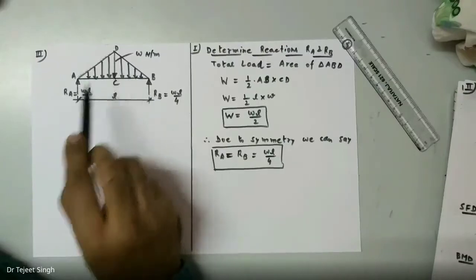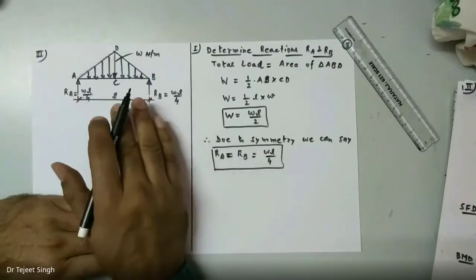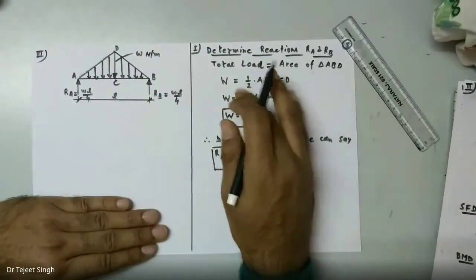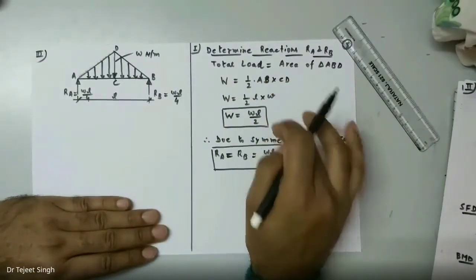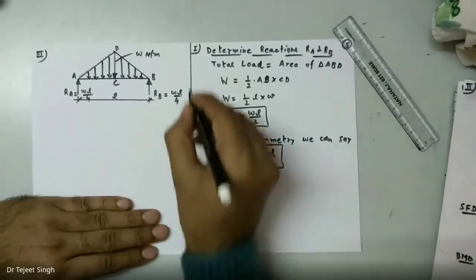सपोर्ट्स हैं वो इक्वली लोड को शेयर कर लेंगी. So there is no need of the equations of equilibrium in this case. So you directly calculate the total load acting, area of triangle, and divide it by 2. So you get the reactions RA and RB. So this is the first step.